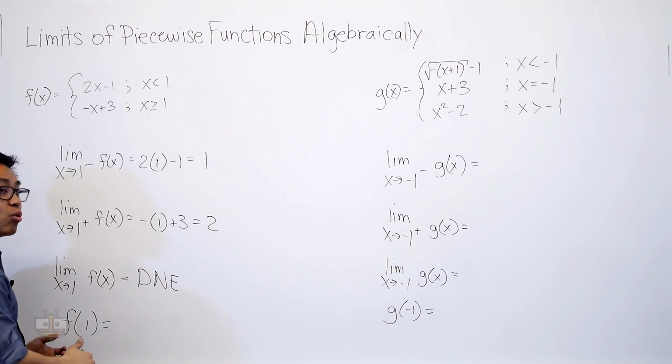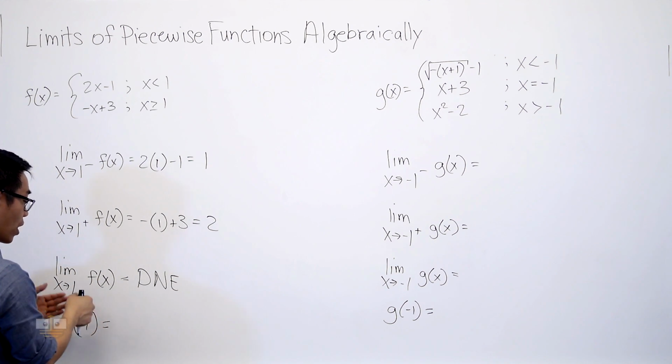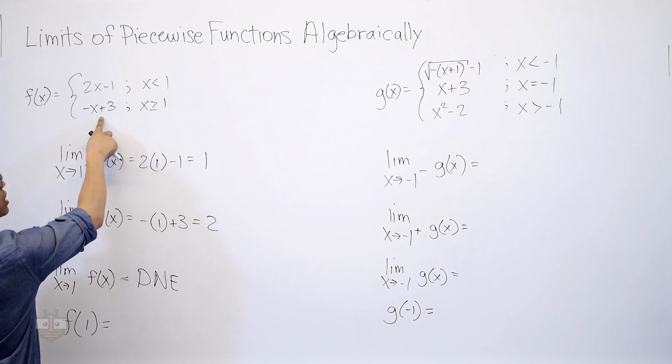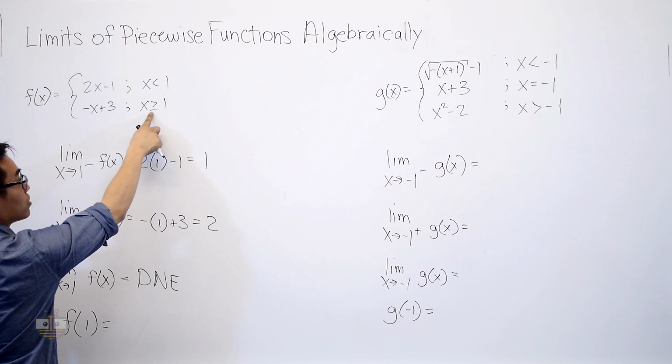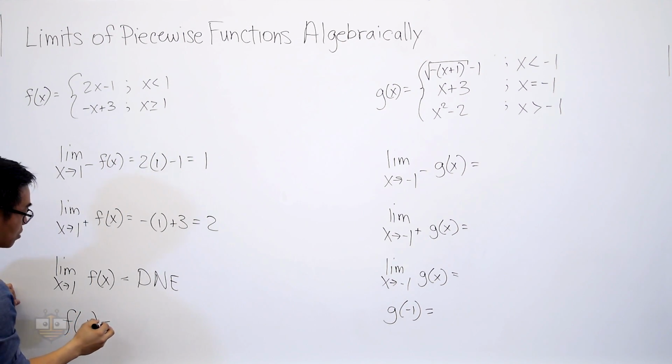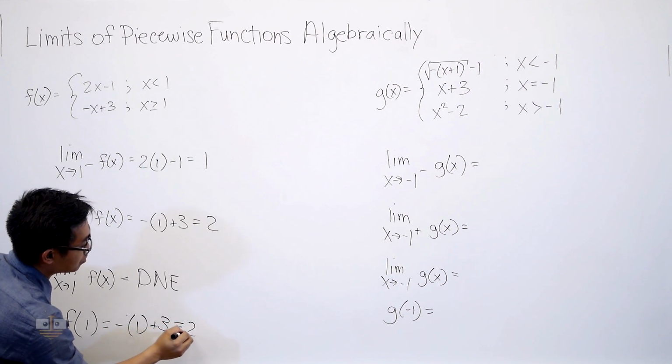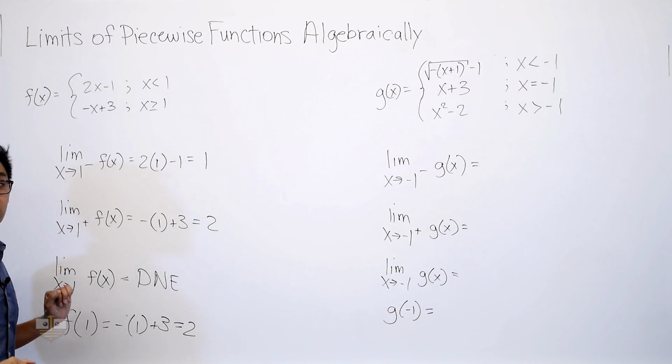But what if we wanted to know what f at 1 is? That means where is the function specifically at 1? Which function should we sub into? We should sub into this function here because that's where the equal sign is. So if we sub into negative 1 plus 3, that's of course going to be equal to 2, because it's the same as this function.